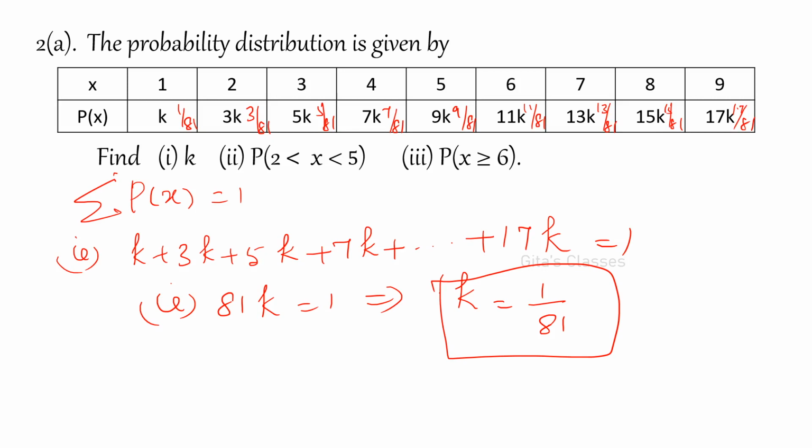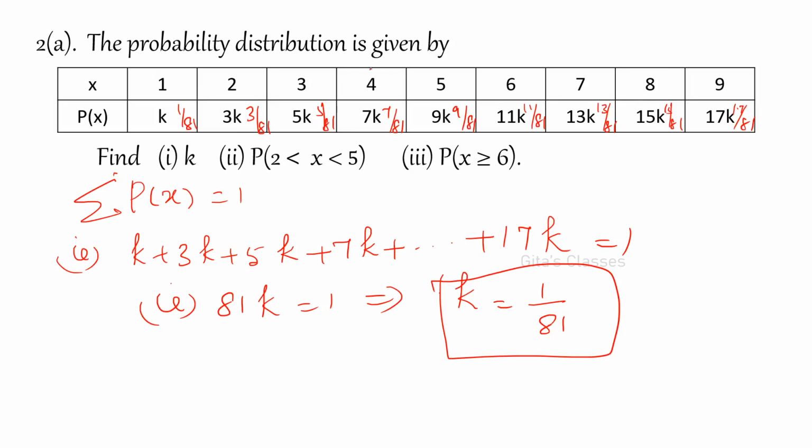Okay, then second one is probability that 2 strictly less than x less than 5, P of 2 less than x less than 5. Strictly means you should not add this. So it is from 3, and less than 5. That means only 3 and 4. Okay. So probability of 3 and probability of 4 you have to write.